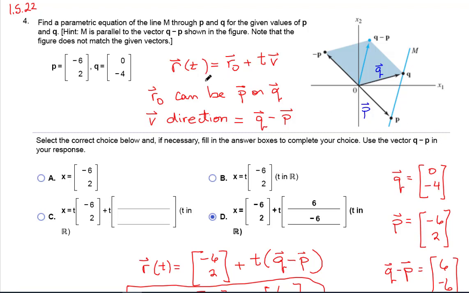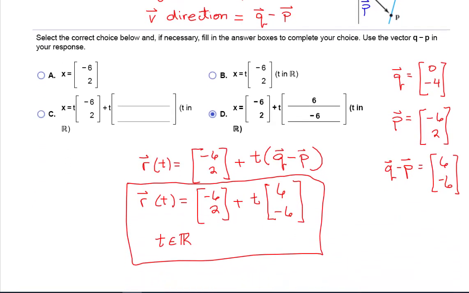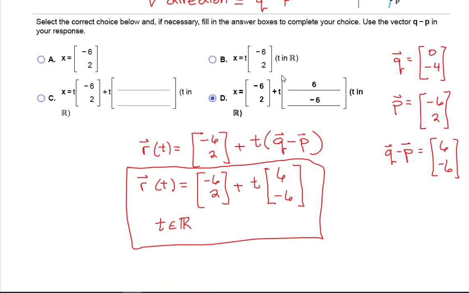So if we want a line going through these 2 points, then it simply is R0 can be either one of these points that I want my line to go through. I just need a direction. Well, the direction is Q minus P. All right, so with all that said, we have here's Q, here's P.